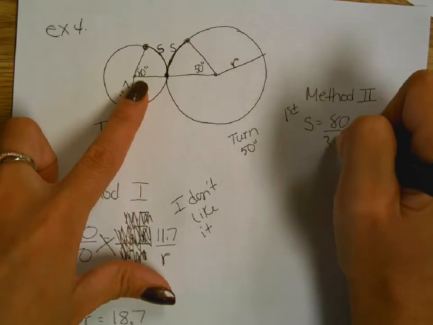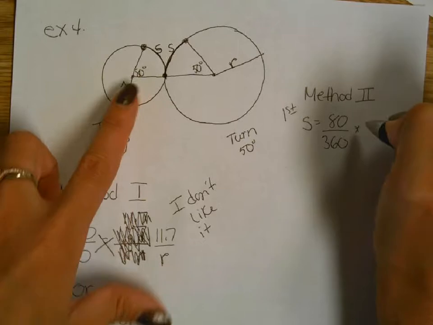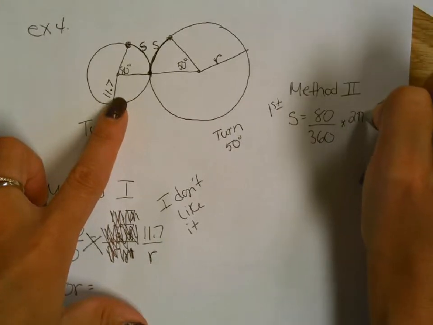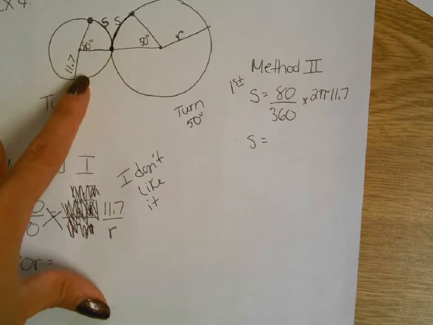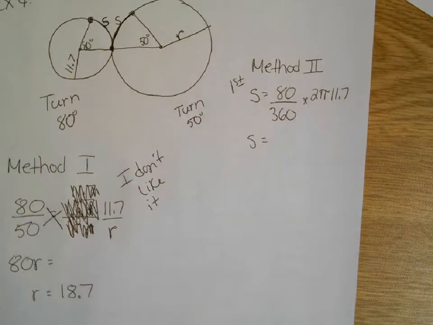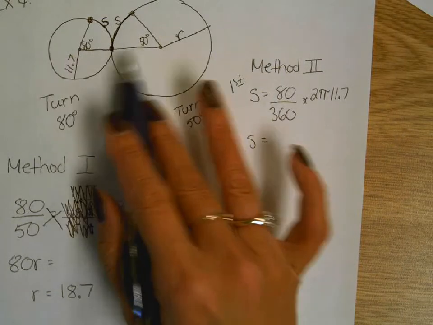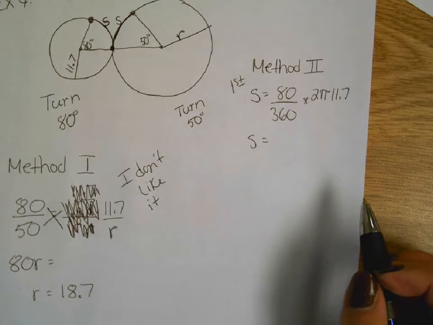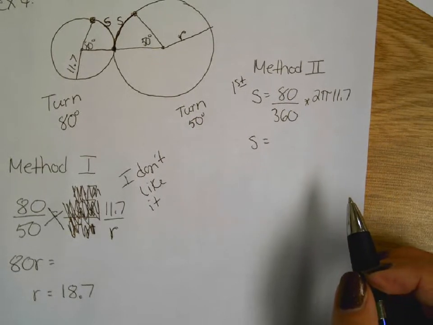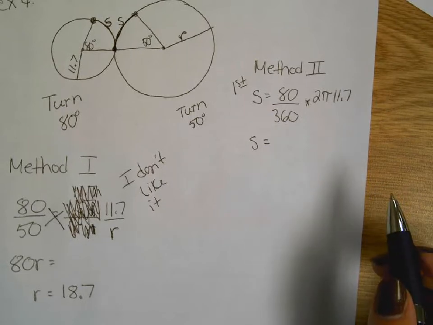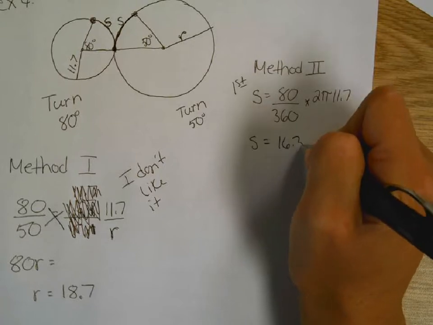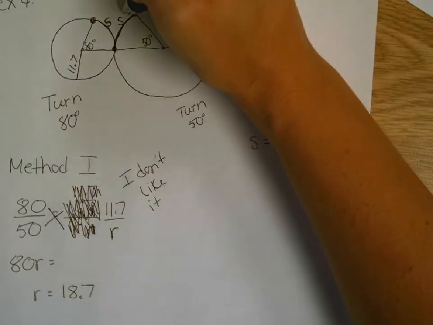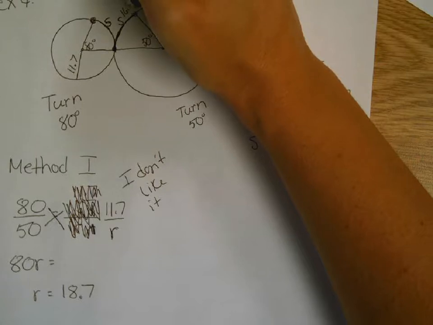80 over 360, multiplied by the circumference, to get the arc length. We're looking at 3 sig figs, even though it looks like 1, but usually when they do the 80 and the 50, those are exacts, and they don't show us that they are, but we're going to go 3 sig figs. Tell me what you get. 16.3. So now we know the arc length on the big one is also 16.3.